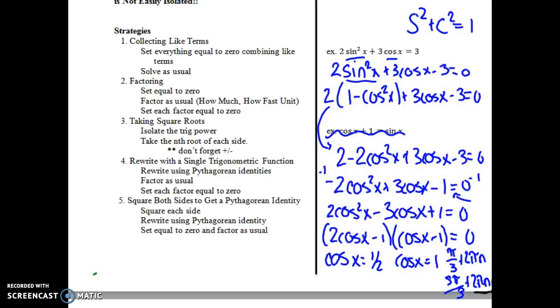Now I'm running out of a little space here. Fortunately, cosine of x equals 1 only at one location. That's at 0, or you could refer to it as 2 pi, and it repeats every 2 pi n.